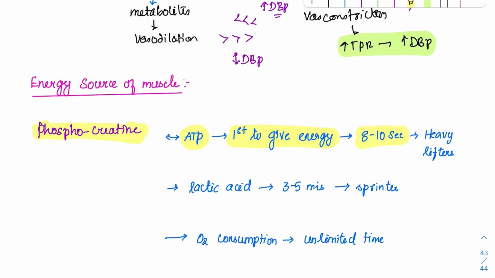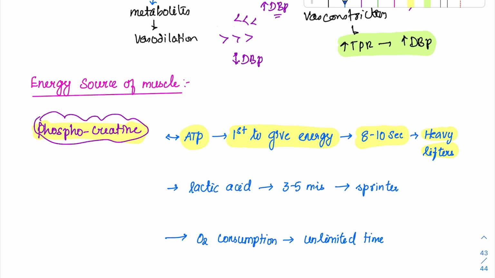In which kind of sportsmen or players will it be helpful? It will be helpful for the heavy lifters because they need sudden bursts of energy, high energy sudden bursts. That's why they try to build their muscles and increase the phosphocreatinine system. Usually for a long runner, we don't need this phosphocreatinine system that much. For them, endurance is more required.